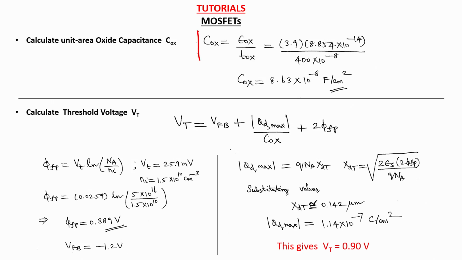So you know that Cox is nothing but epsilon ox over Tox. Plugging in all the known values, you can find that Cox comes out to be 8.63 into 10 power minus 8 farad per centimeter square.